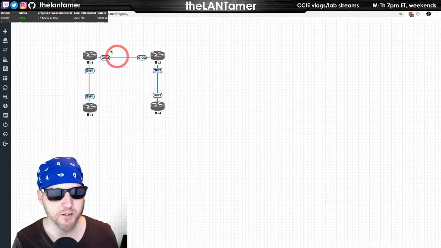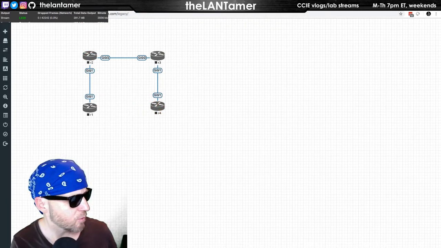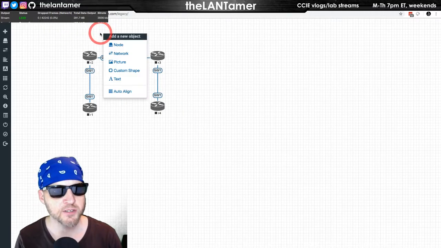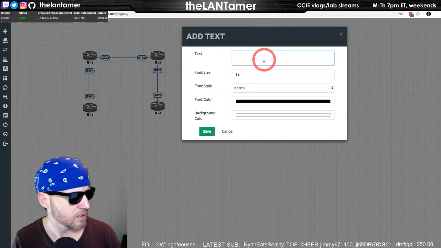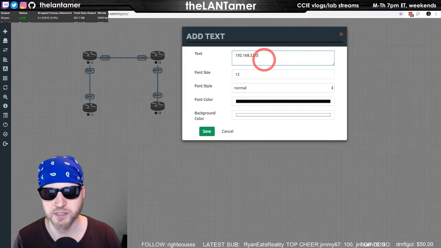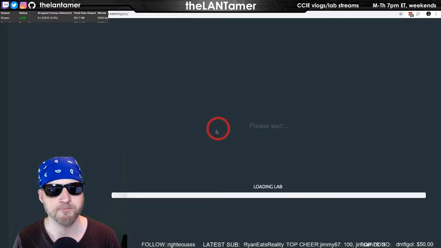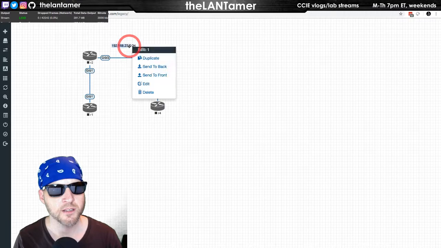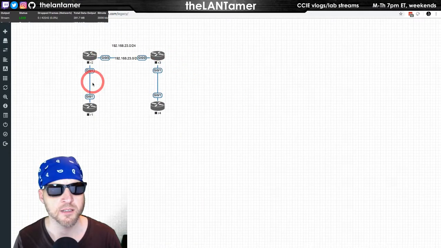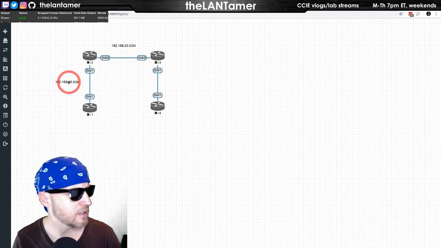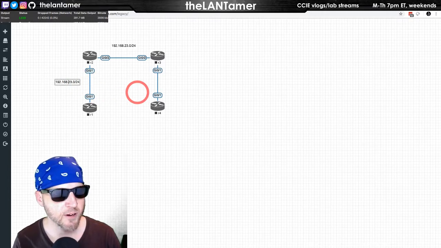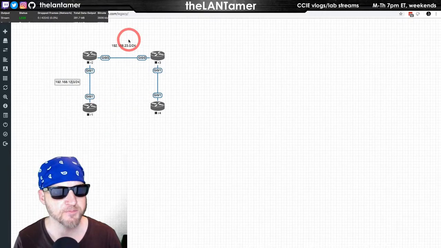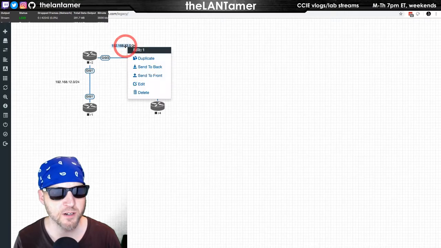But here we go. Okay, that is the topology we want. And now let's go ahead and add our text labels. Why not? 192.168.23.0. And then this is going to be 12, right between router 1 and 2. Makes sense. This is probably 34. It is.